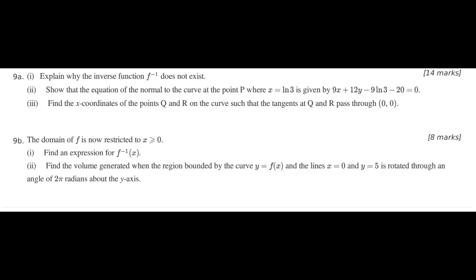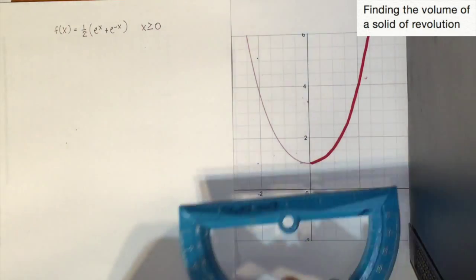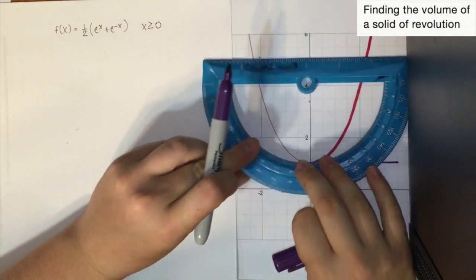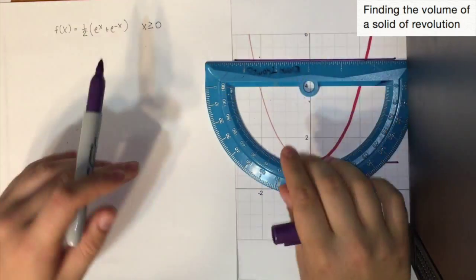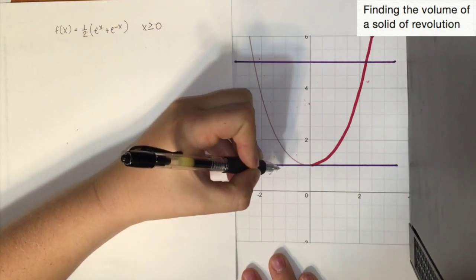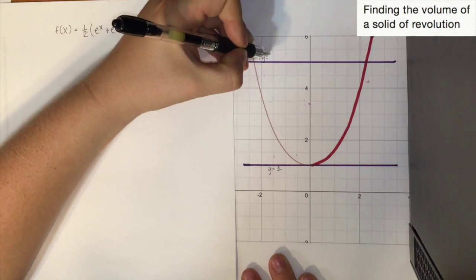For part 2, they want you to find the volume generated when the region bounded by the curve y equals f of x and the lines x equals 0 and y equals 5 is rotated through an angle of 2 pi radians about the y-axis. What does that mean? So first we're going to graph everything. Here's our restricted domain function, and we're going to put lines where y equals 1, which is the minimum for this function, and where y equals 5, because it was in the question. And then we're going to write the names for each of these.